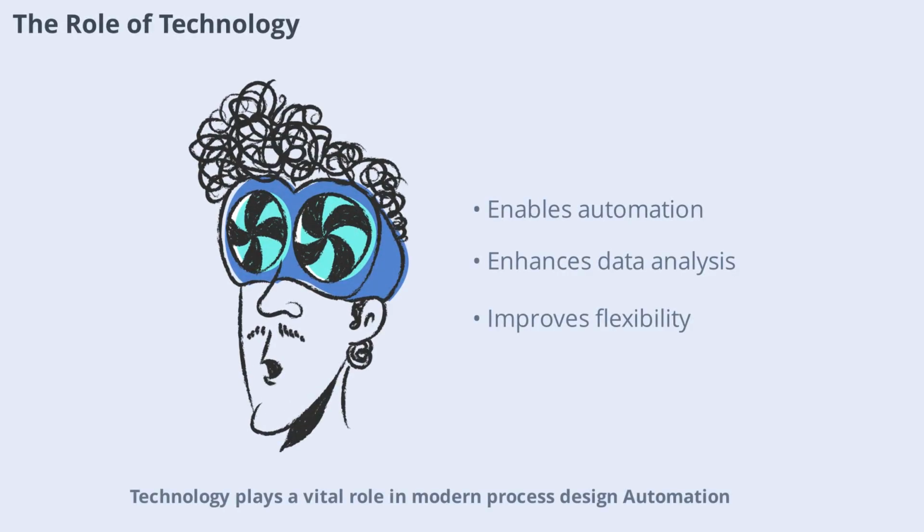Technology plays a vital role in modern process design. Automation, data analytics, and digital tools can streamline workflows, reduce errors, and provide real-time insights. By integrating technology into process design, organizations can achieve greater efficiency and flexibility. It's important to choose the right tools that align with your operational goals and scale as your business grows.